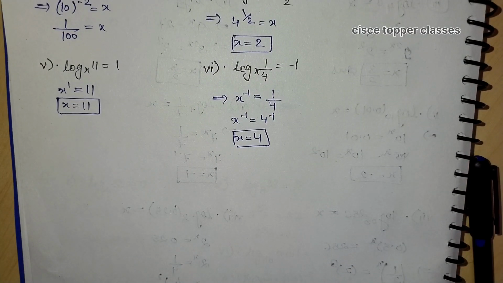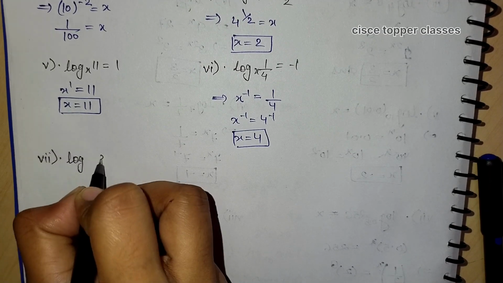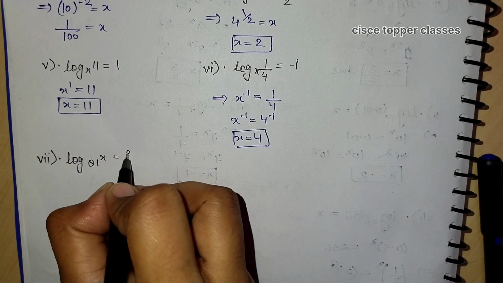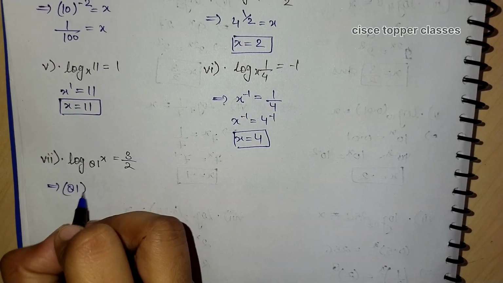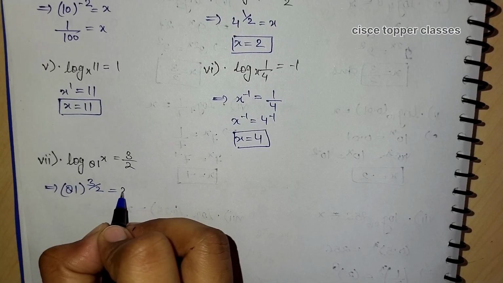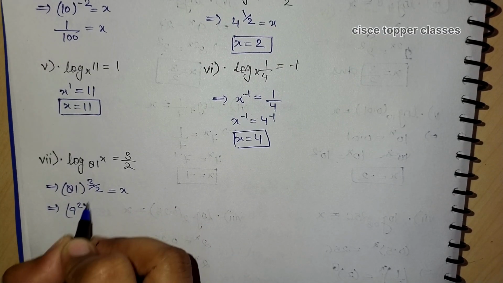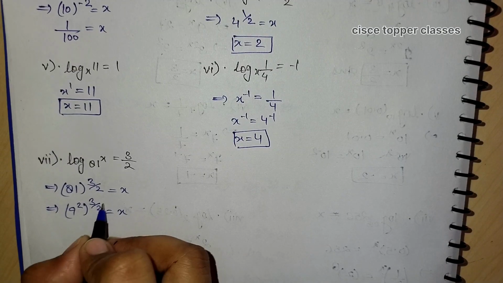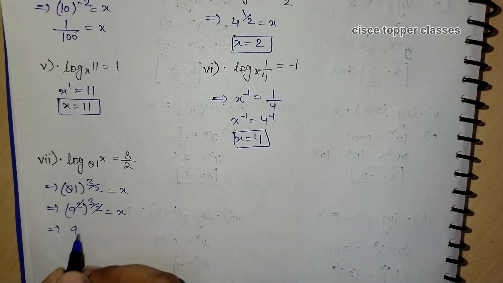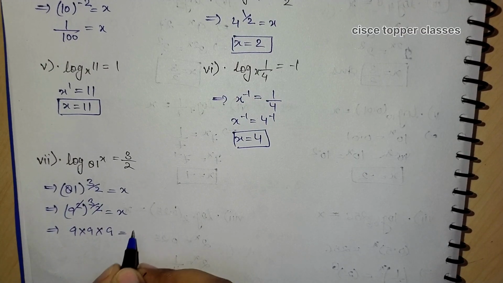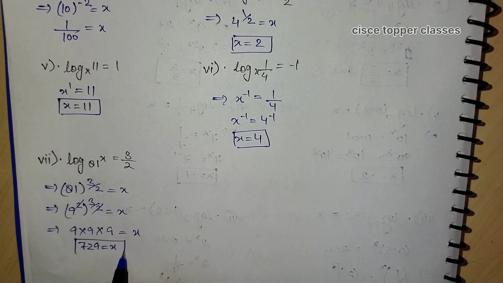Now let us solve here the seventh part. It is log of x with base 81 equal to 3 by 2. So 81 the whole power 3 by 2 we can write equal to x, and here writing it as 9 square the whole power 3 by 2 equal to x. 2 will be cancelled out, and 9 to the power 3 means 9 into 9 into 9 equal to x here, which will be equal to 729 equal to x.